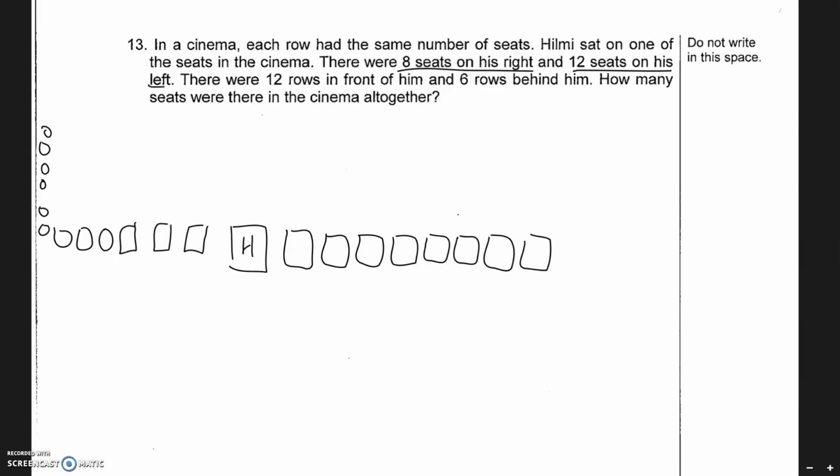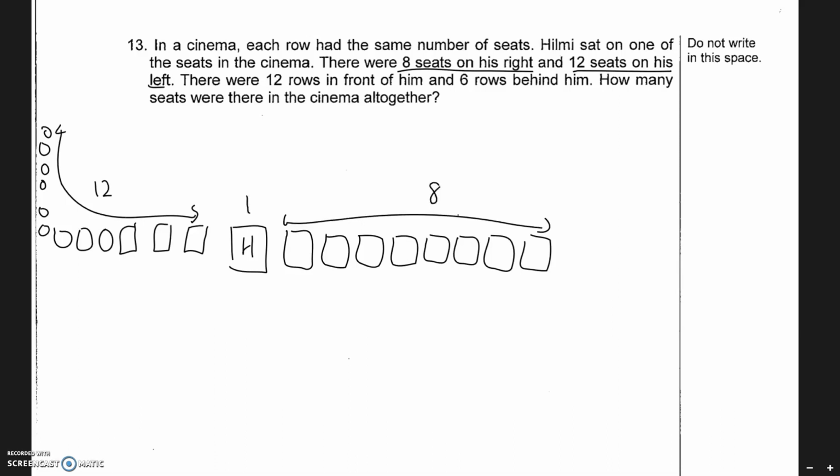Okay, so can you see in one row, there's a total of 12 on the left, a total of 8 on the right. Now, including himself, which is 1 seat, one row has altogether 21 seats per row. Okay, now let's move on to the question.